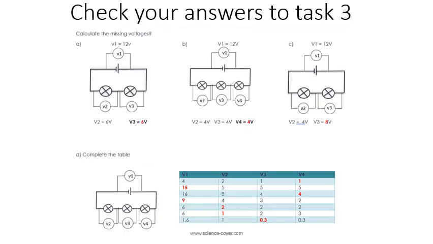Let's check our answers to task 3. We had to calculate the missing voltages. So for A, we should have had V3 as 6 volts. For B, V4 was 4 volts. For C, V3 was 8 volts. And in the table, the missing values were V4 was 1, V1 was 15, V4 was 4, V1 was 9, V2 was 2, V2 was 1, and V3 was 0.3.